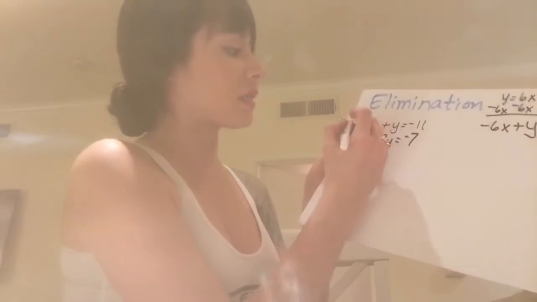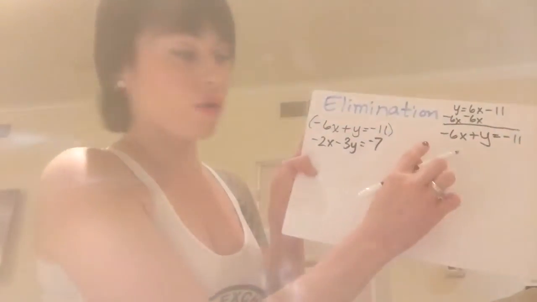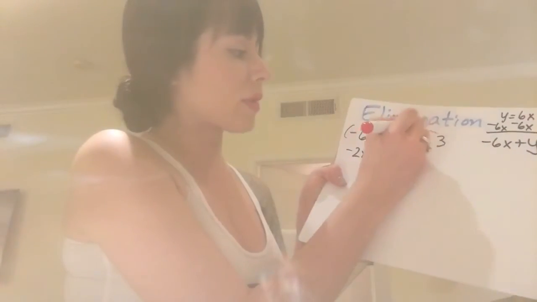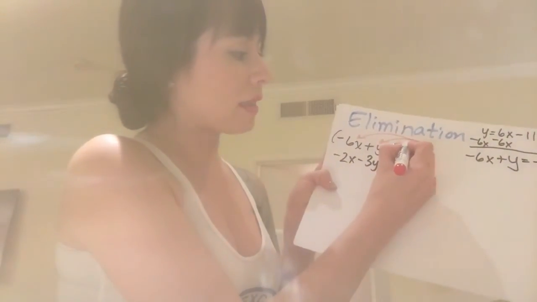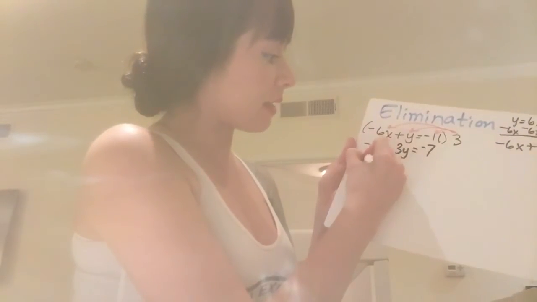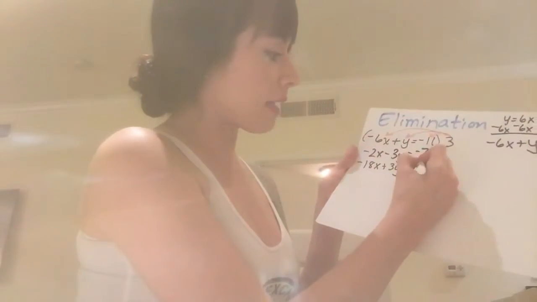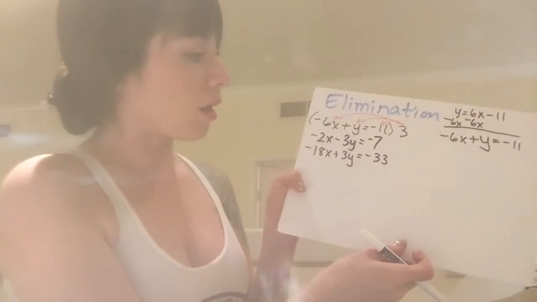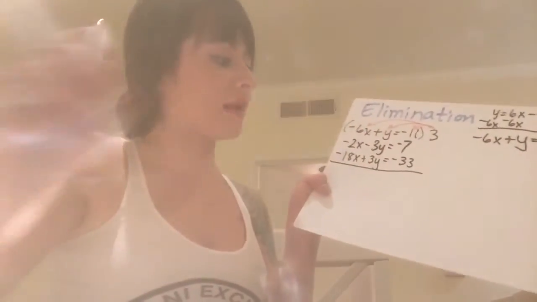So I think for the easiest sake of not messing with negatives or positives, let's multiply this entire first equation by a positive 3. So when we do that, we need to do distributive property again. We have to multiply positive 3 times negative 6x, and then positive 3 times y, and then positive 3 times negative 11. So then that new equation will become negative 18x plus 3y equals negative 33. Do not forget to multiply the 3 with the negative 11, because a lot of students usually forget that. That's number one mistake.